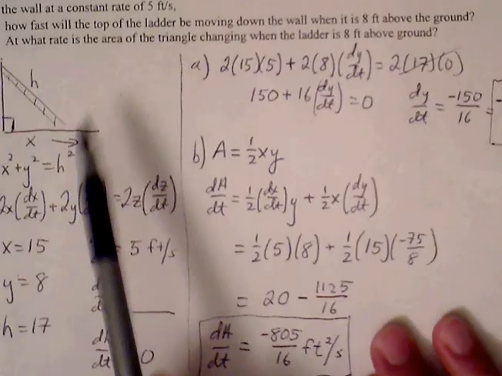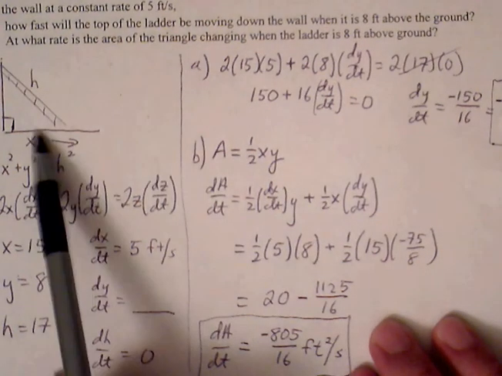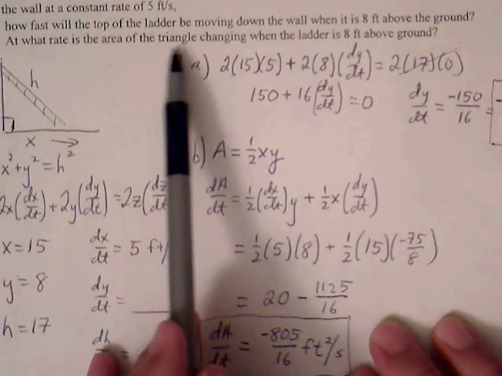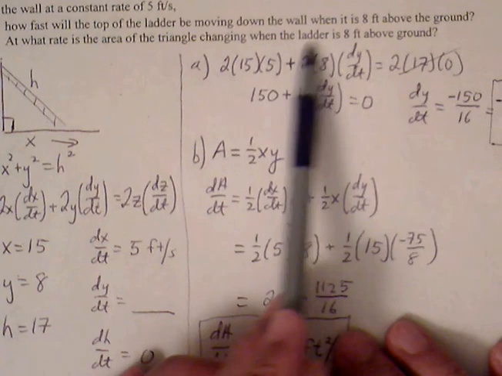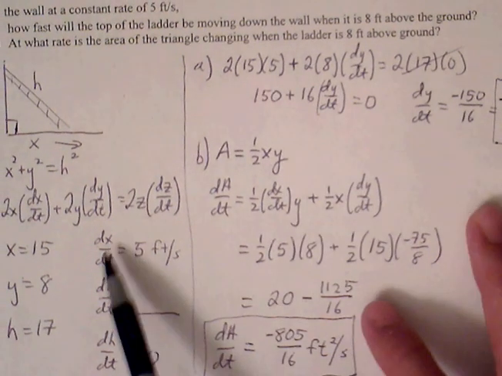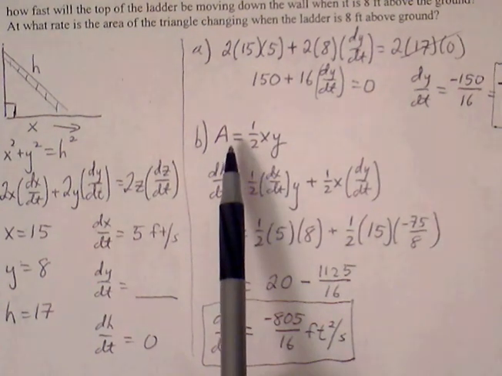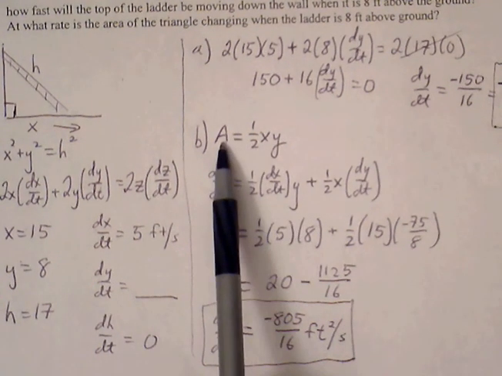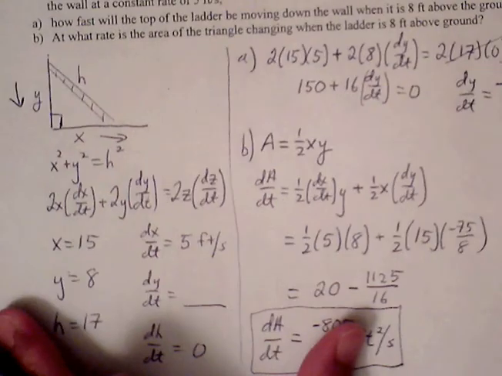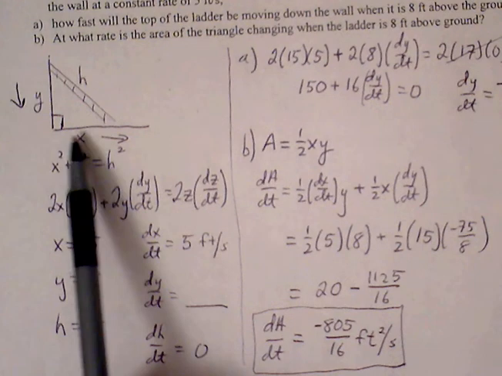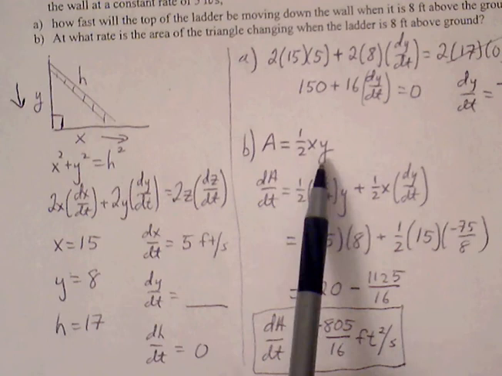Okay, part B. At what rate is the area of the triangle that is formed by the enclosed region changing when the ladder is 8 feet above ground? So we're going to use the same scenario as what we did with part A, so all this information is still valid, but now we're trying to find the rate of change of the area of this triangle. Area of a triangle is 1/2 base times height, so the base is x, and the height of the triangle is y, so 1/2 x times y.